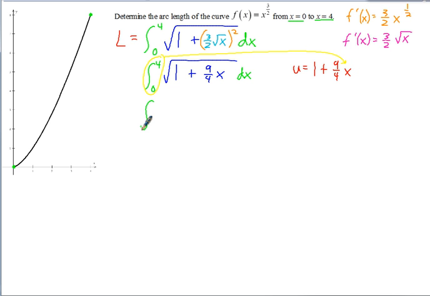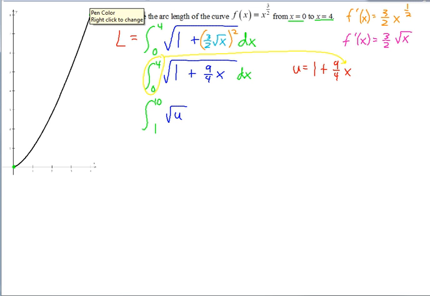So if you substitute in 4 for x, that would just be 9 plus 1, which gives you 10, our upper limit. And when you substitute in 0, that wipes out the 9/4 and gives you just 1, our lower limit. And then we can just rewrite this as the square root of u. But we also need to get rid of the dx.